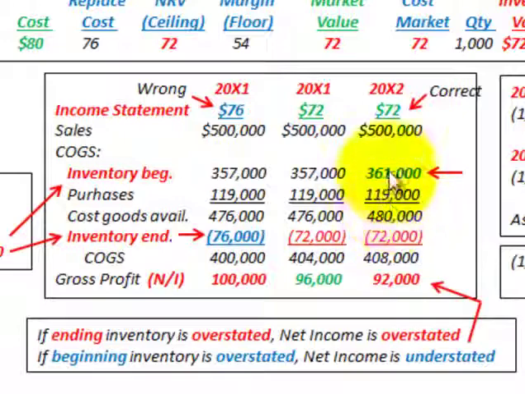So this is just an example. I went through a lot of numbers, but it's an example of how making an error and choosing the wrong value, or not using the lower of cost or market value, can affect our net income on our income statement.